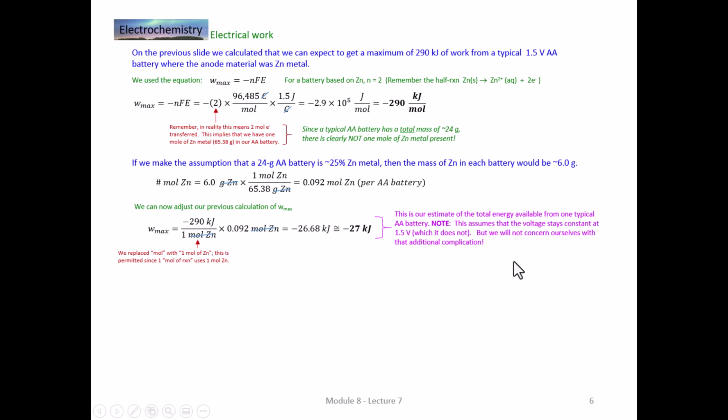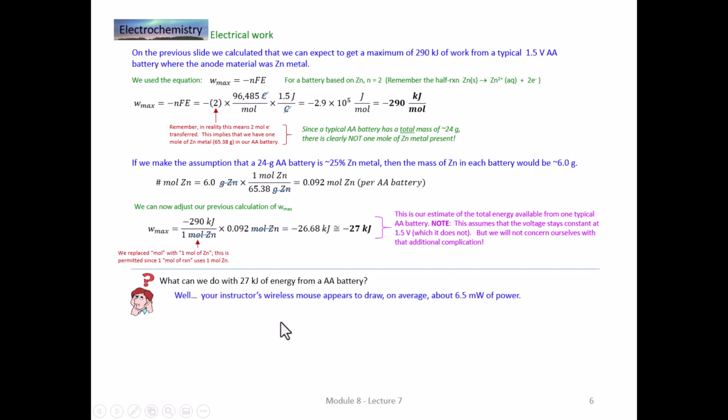This, of course, assumes that the voltage stays constant at 1.5 volts for the entire life of the battery, which it does not, but we will not concern ourselves with that additional complication at this point. So, what can we do with 27 kilojoules of energy from a AA battery? Well, your instructor's wireless mouse that he's now using to do this with the arrow appears to draw an average of about 6.5 milliwatts of power.